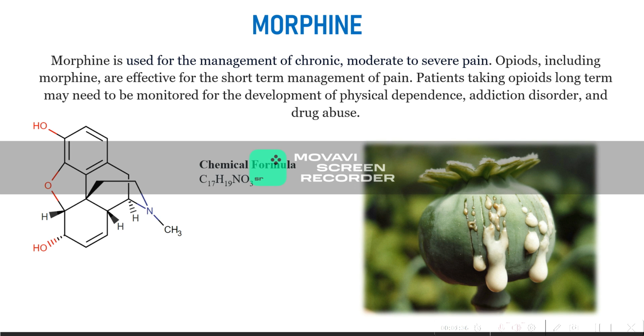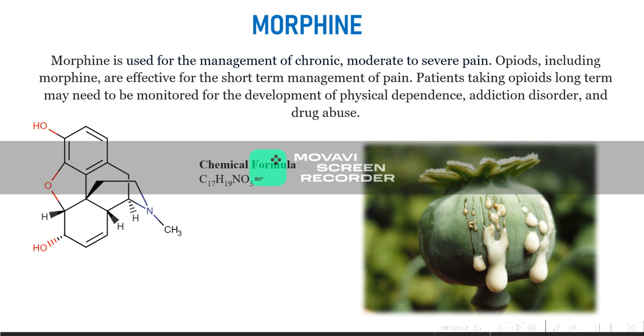Patients taking opioids long term need to be monitored for the development of physical dependency, addiction disorder, and drug abuse. The common side effect of narcotic drugs is dependency. When a patient takes the same narcotic drug for a long time, they become dependent on the drug. This dependency and dose tolerance means the patient becomes totally addicted to these drugs.